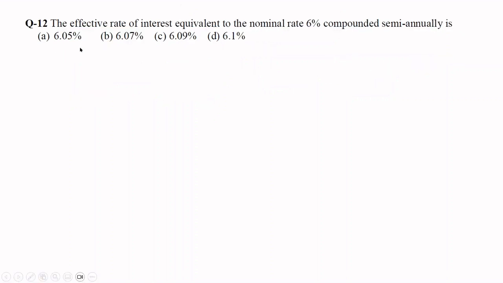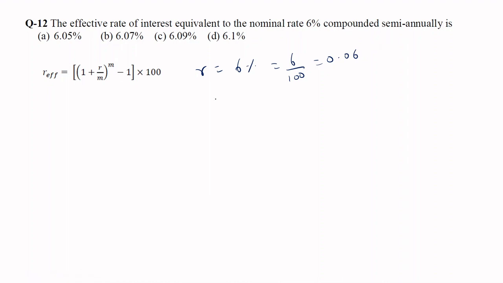Moving on to the next question: the effective rate of interest equivalent to nominal rate 6% compounded semi-annually is. So here we have to use the effective rate of interest formula. The nominal rate is given as 6% and it is compounded semi-annually. So here R effective is given by (1 plus R by M) the whole raised to M, minus 1, into 100. Here R is 6%, or 6 by 100, which is 0.06. And the number of times it is compounded per year is twice. So here M is 2.